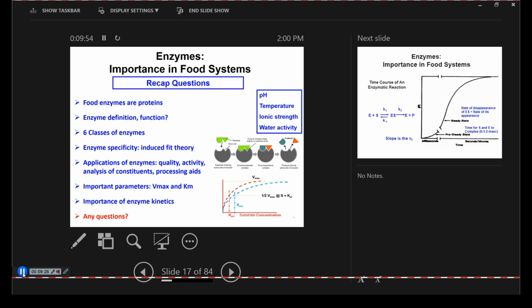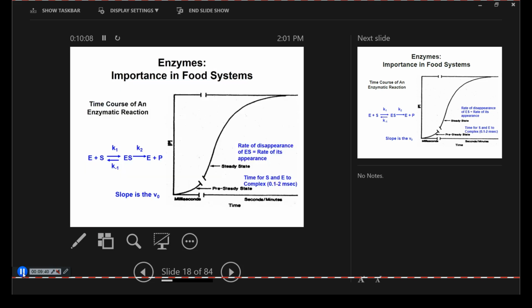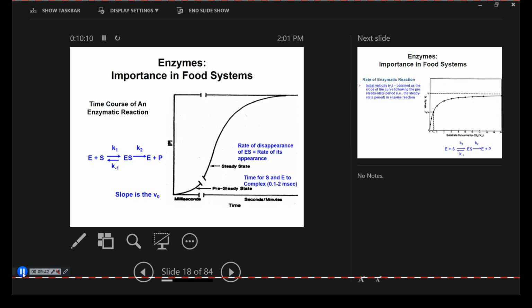Any particular question before moving on in the enzyme area? I know we didn't cover a lot, but do you have any pressing question before moving along? Or not pressing, any question? Okay, we'll start fresh.